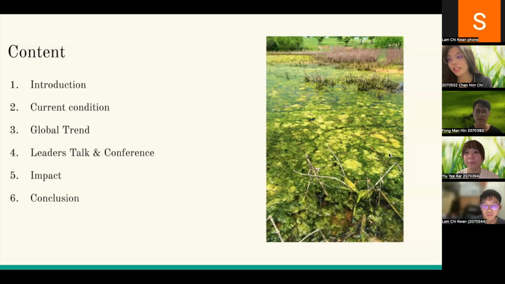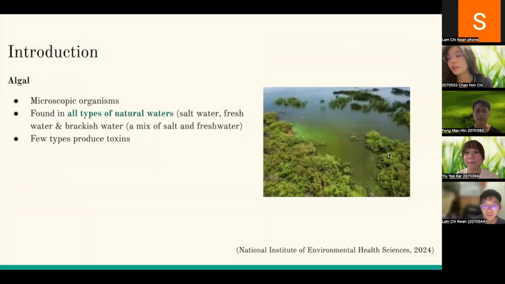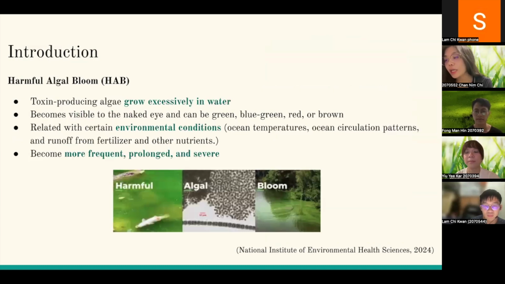This is our content. Let me introduce what algae is. Algae is a microscopic organism found in all types of natural waters, and a few types produce toxin. HAB, which stands for harmful algal bloom, is toxin-producing algal growth that occurs excessively in water, related to certain environmental conditions, and it will become more frequent, prolonged, and so forth.